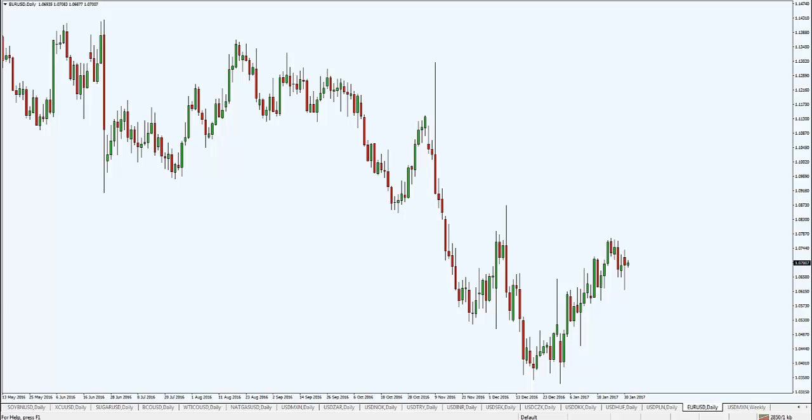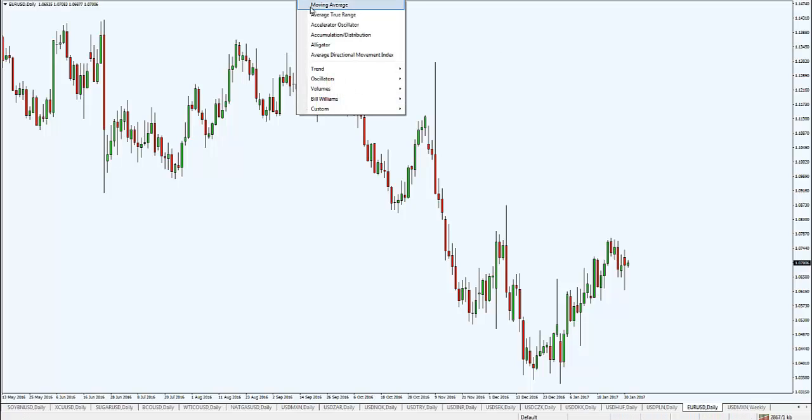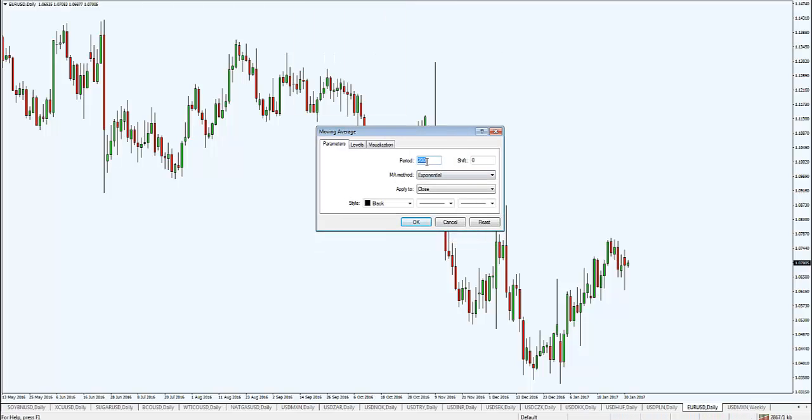Okay, very simple. The first one we're going to talk about is how to use moving average to trade with the trend. Personally, I'm a trend follower and I like to trade with the long-term trend. So how do you define the long-term trend? That is the question. Very simple: use the 200 period moving average. You can see I put in 200 here. I like to use exponential and the close.